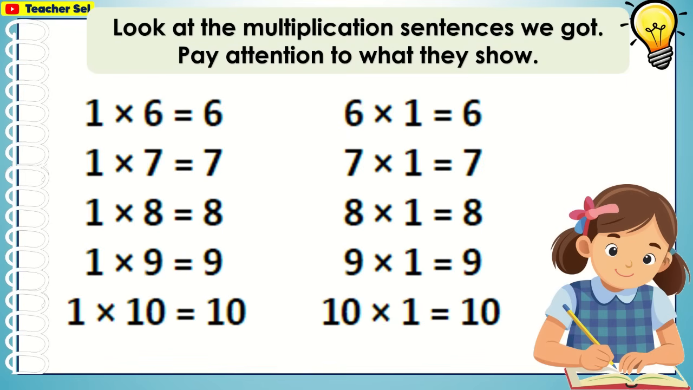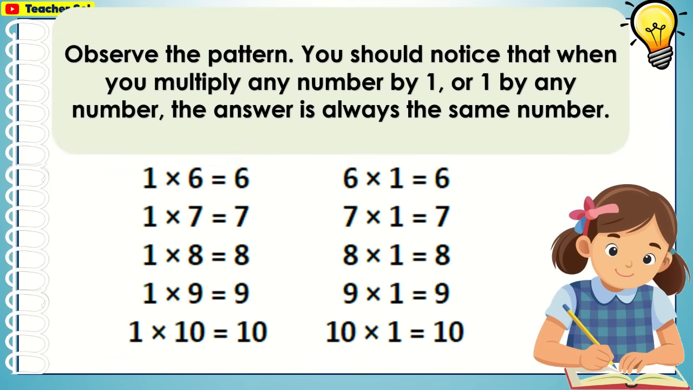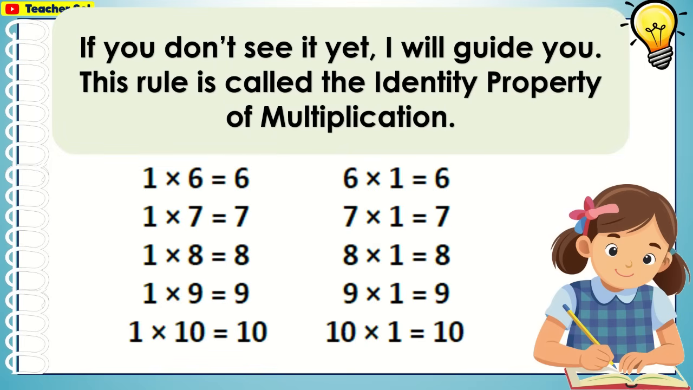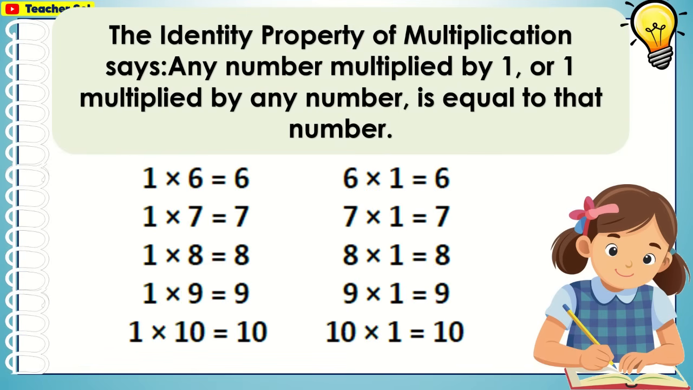Look at the multiplication sentences we got. Pay attention to what they show. Observe the pattern. You should notice that when you multiply any number by 1 or 1 by any number, the answer is always the same number. If you don't see it yet, I will guide you. This rule is called the identity property of multiplication. The identity property of multiplication says any number multiplied by 1 or 1 multiplied by any number is equal to that number.